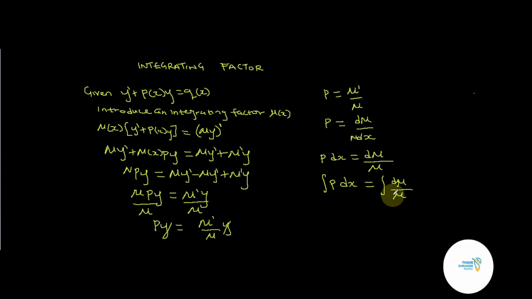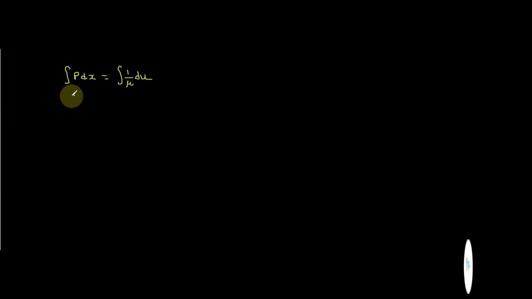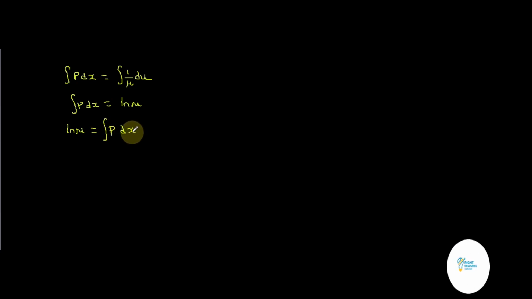When we take the integral, this is the same thing as saying 1 over mu d mu. We have the integral of p dx equals ln mu. We can also change the position, so that it is ln mu equals the integral of p dx.